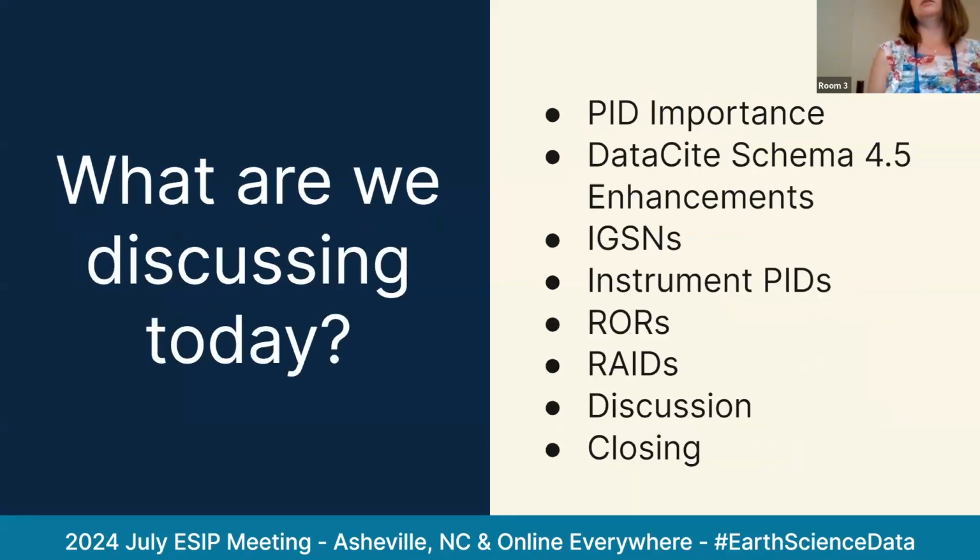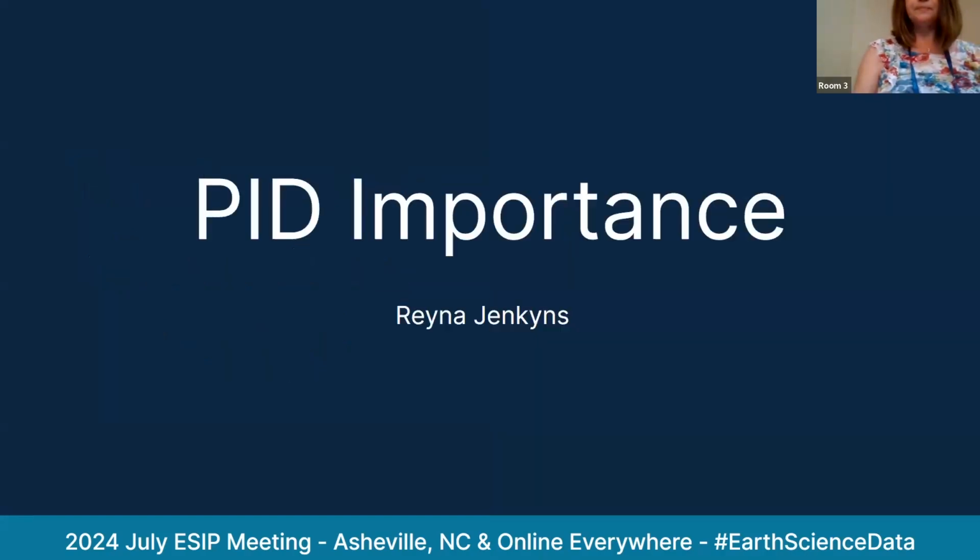In terms of what we're talking about today, we're going to do a little bit of an overview of why persistent identifiers are so important. Nick will do a little bit of intro into the DataCite schema enhancements that have come out with version 4.5. Natalie will tell us a little bit about IGSN developments, and I'll cover a little of the PIDs for instruments, RORs, RAIDs, and then we'll have some time for discussion to look at implementation of some of these newer developments, and then a brief closing.